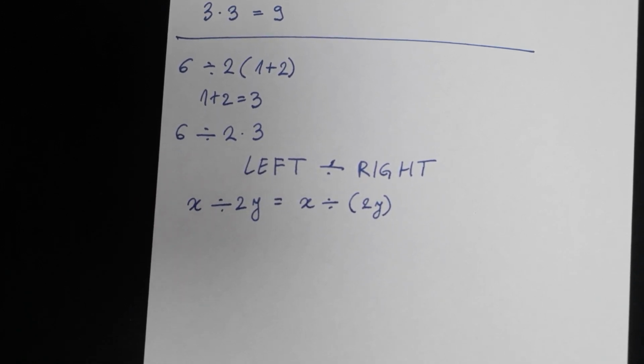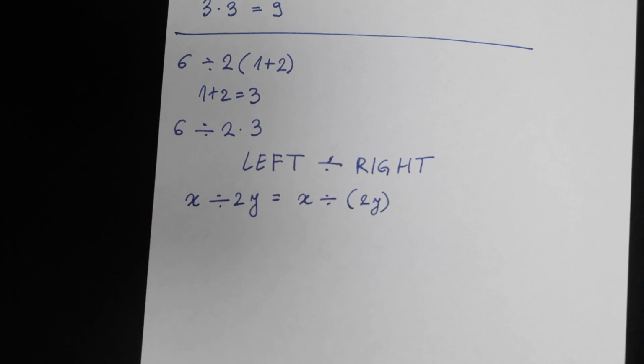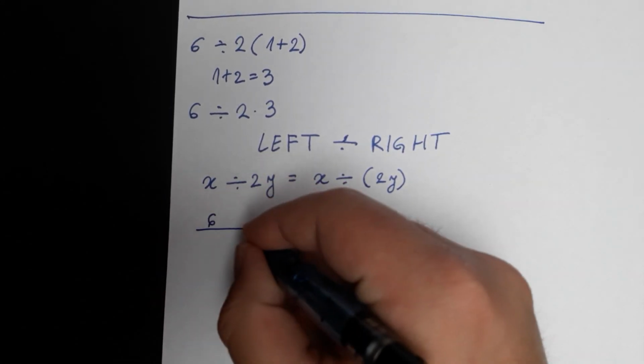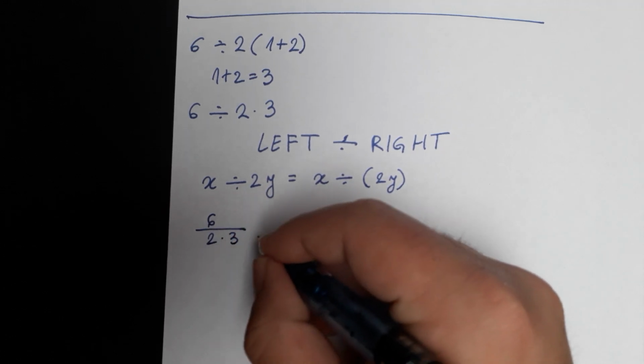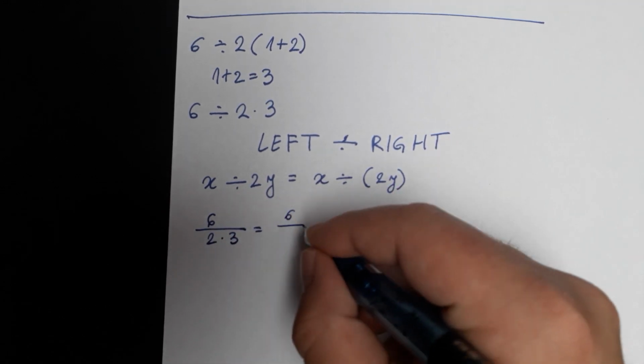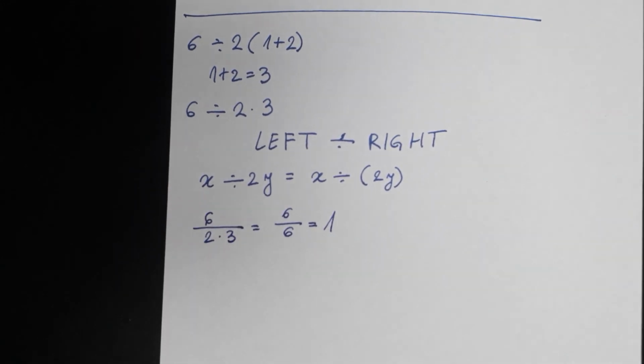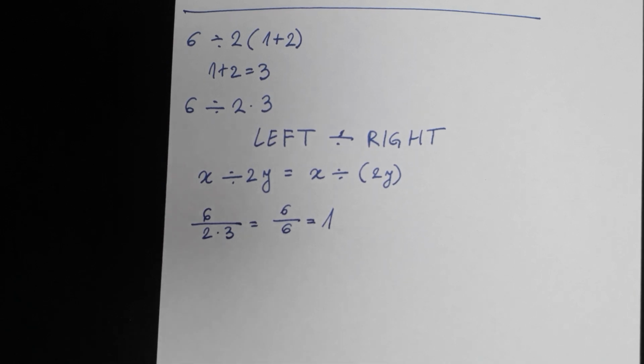So under this historical usage, which is a special case of the order of operations, and we don't use it anymore, you want to take this product on the right side as your divisor. Applying this rule, we get that 6 divided by 2 times 3 is equal to 6 divided by 6, and that is equal to 1. Many people argue that 1 is the correct answer to this problem.